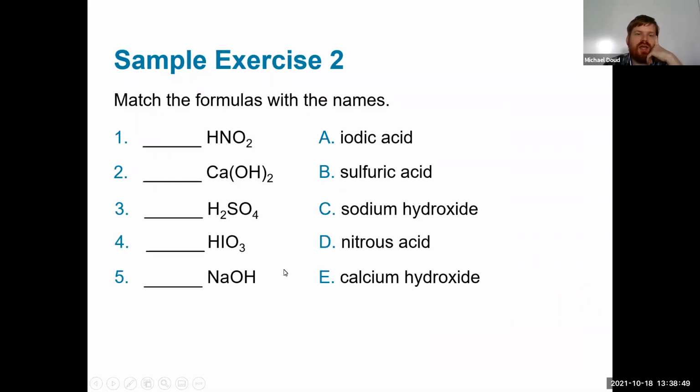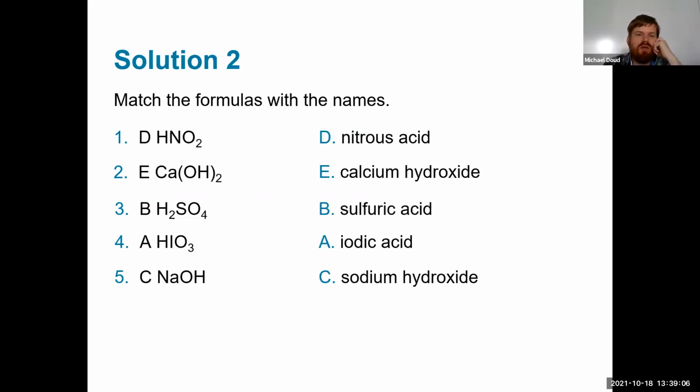Okay, so why don't we go ahead and match up the formulas with the names for sample exercise 2. We have the acids and bases here. We want to match them up with the correct name. So go ahead, pause the video, come up with your answers, and then we'll look at it together.